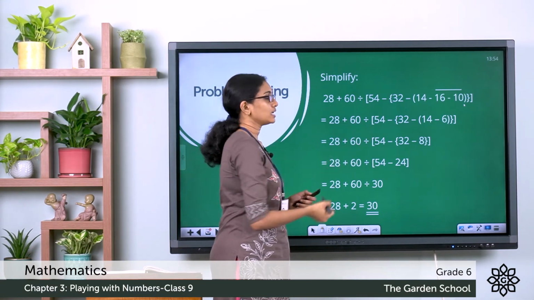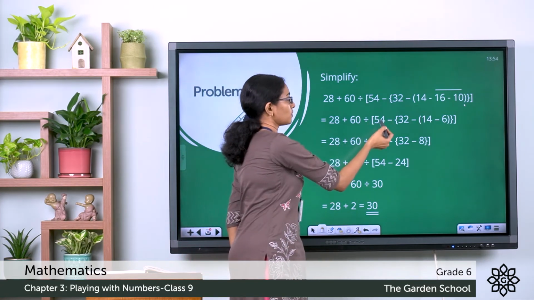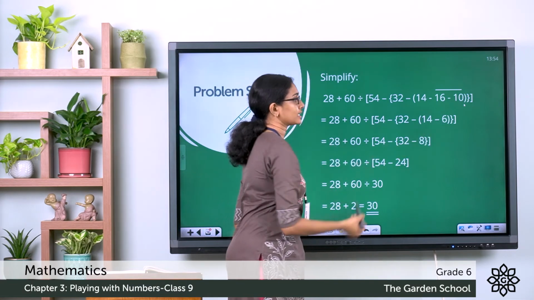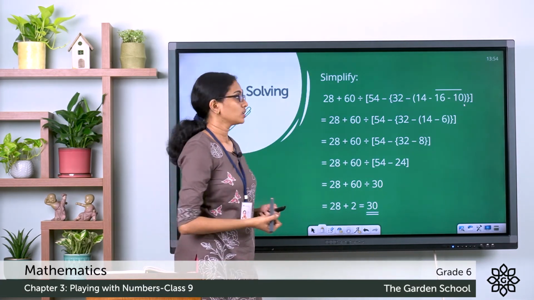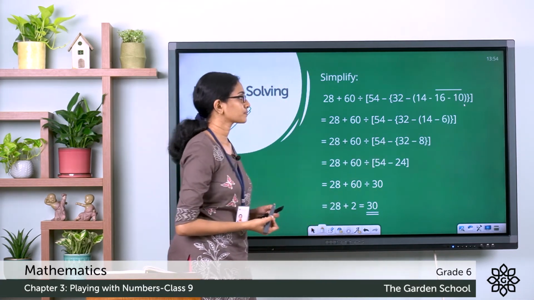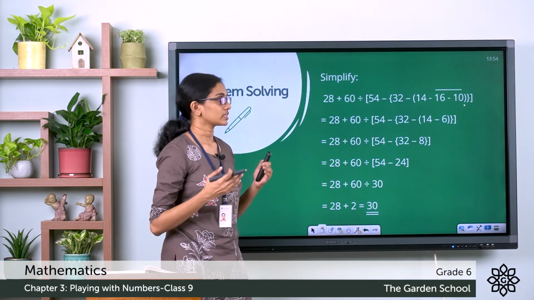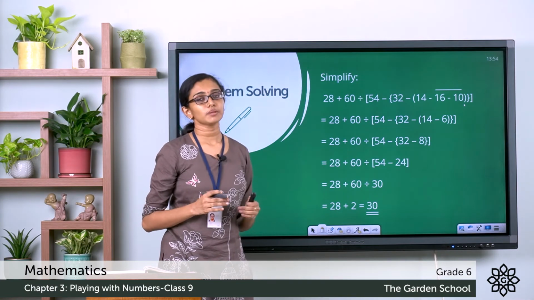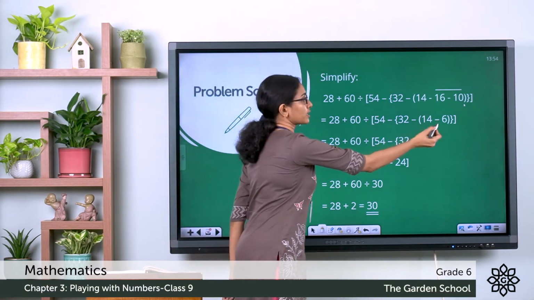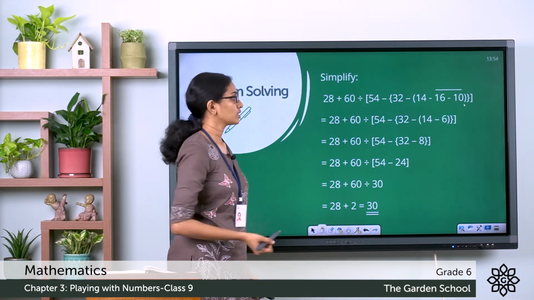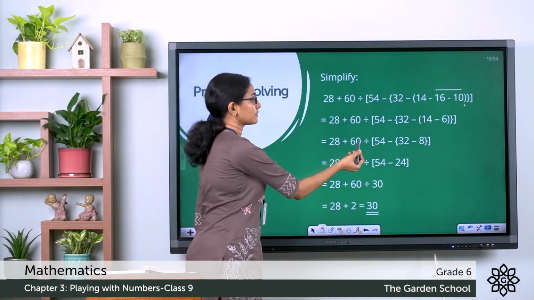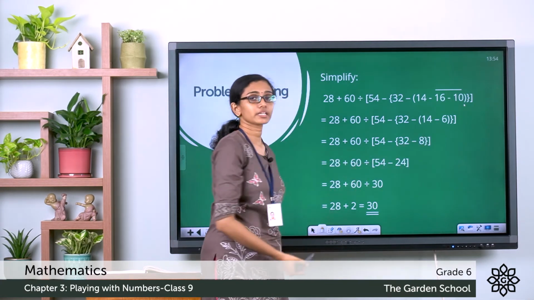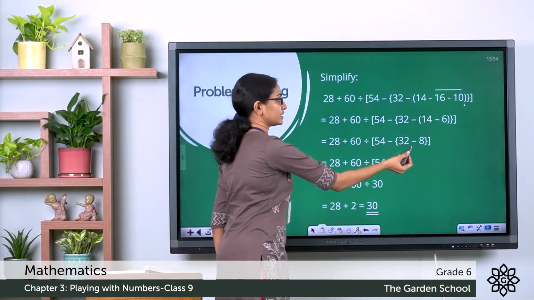So the given statement can be solved like 28 plus 60 divided by 54 minus 32 minus 14 minus, see, we solved this part and substituted it with the answer. So it becomes 14 minus 6. Now what was given under the line bracket is solved. Now the next to be solved is what is given within simple brackets. So that is 14 minus 6 here. So 28 plus 60 divided by 54 minus 32 minus, what is 14 minus 6? It is equal to 8.